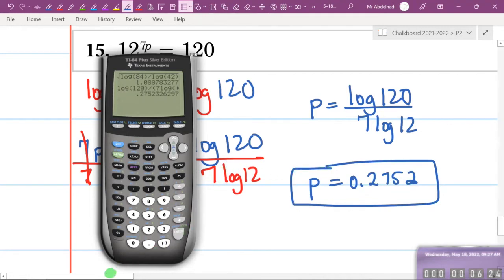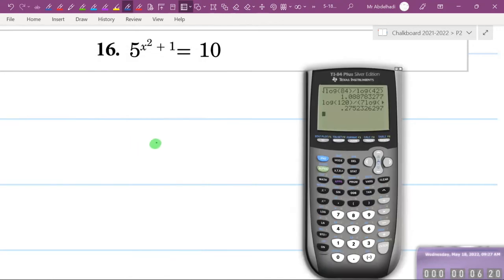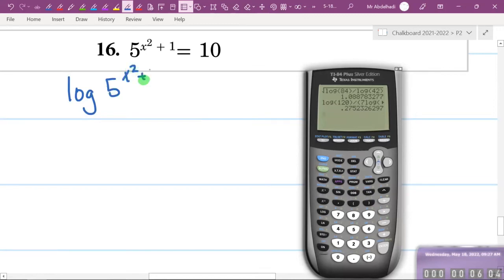Okay, 16. Oh, there's going to be a quadratic in this one. You might think that 5 and 10 have a common base, but there's no power of 5 that gives 10 without going into decimals. So there's no common base here. It looks like it is, but there isn't. So we're going to take the log of both sides. So log of 5 to the x squared plus 1, and then log 10 on this side.